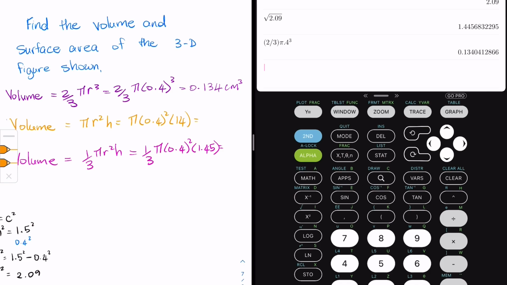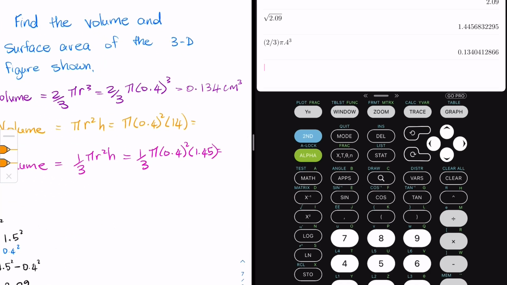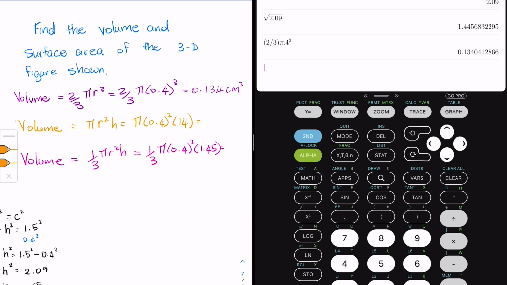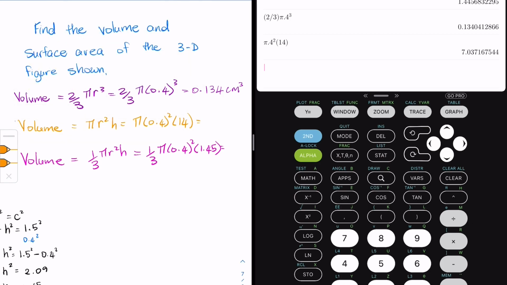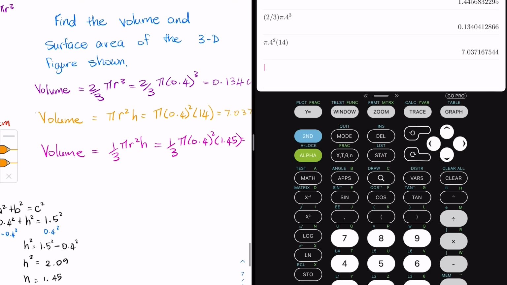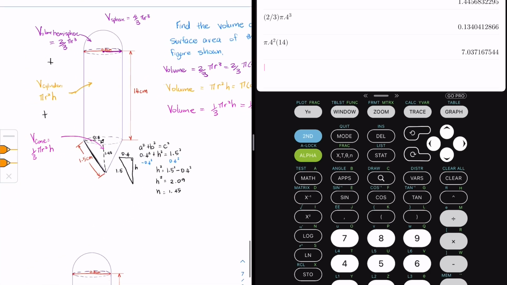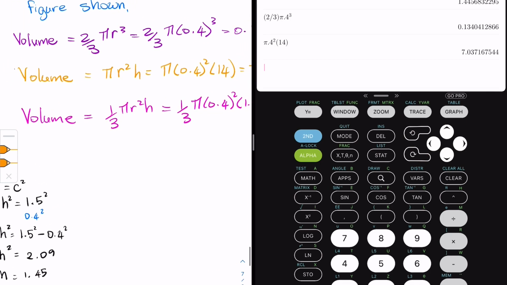Okay, and so now for the orange, which is our cylinder, I will put that in as second pi times 0.4 squared times 14. And when we enter that, we get that the volume of our cylinder is 7.037. 7.037 centimeter cube.